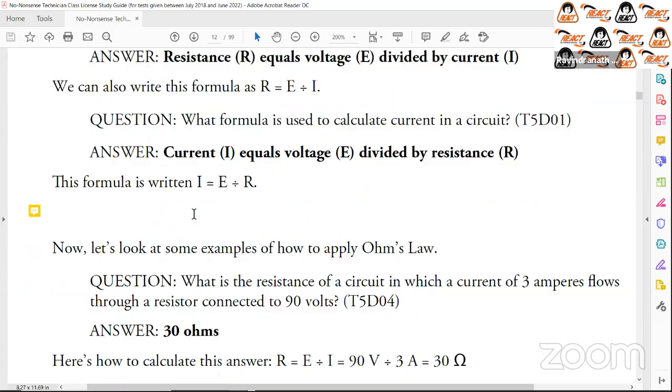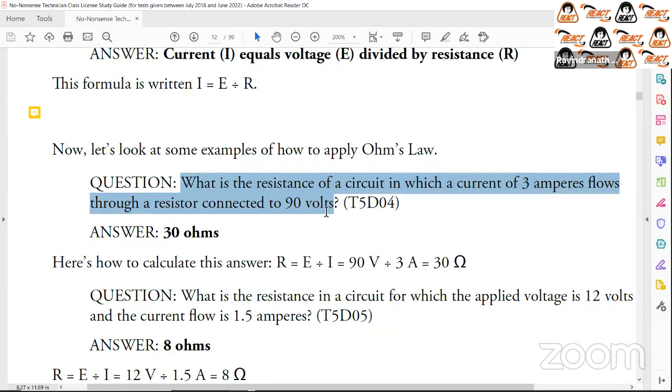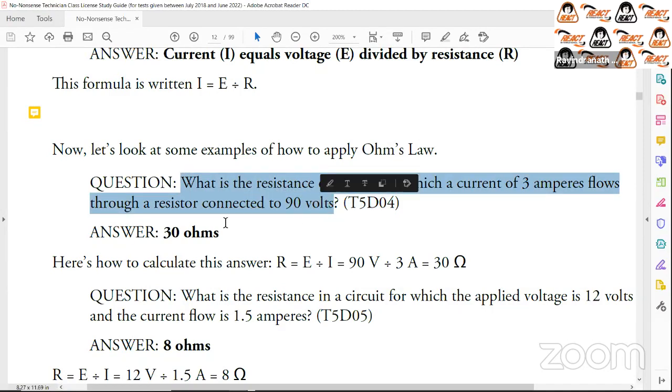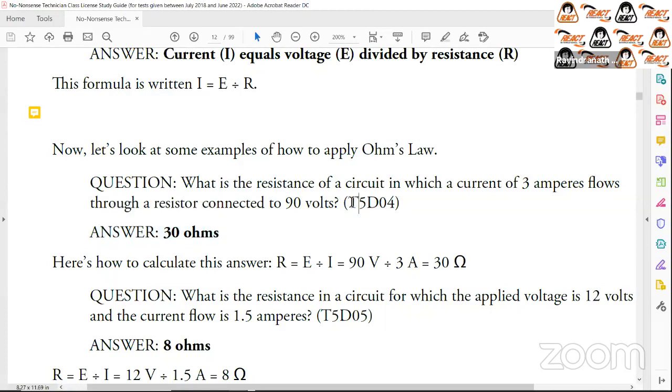And we are dealing with Ohm's law. This is the question. I segue a little bit to mention that next to each of these questions, you will see in brackets a term like this, T5D04. That is the question pool number. So in the full question pool that you have, if you search for this number, you will find the actual question, which is the same as this. You will not only see what the right answer is, you will also see the distractors, the wrong answers. In our class, we are only looking at the correct answers.